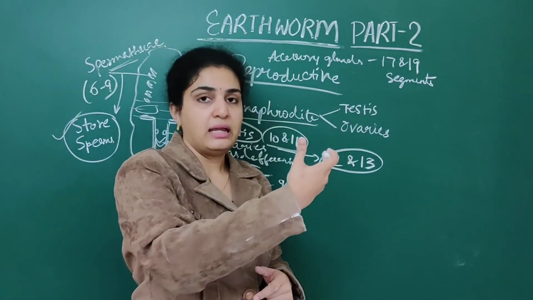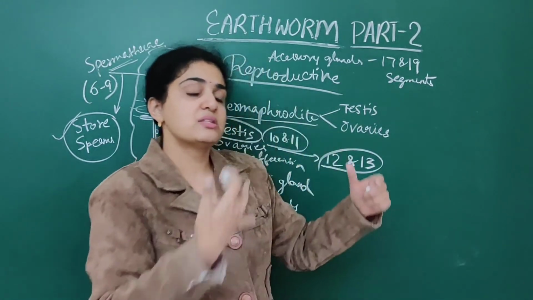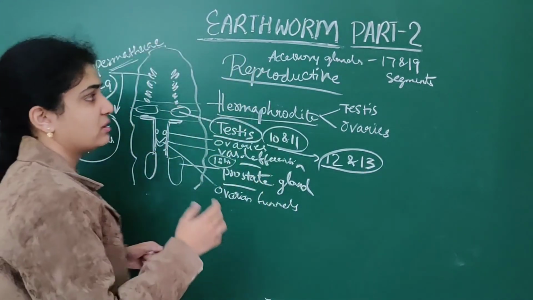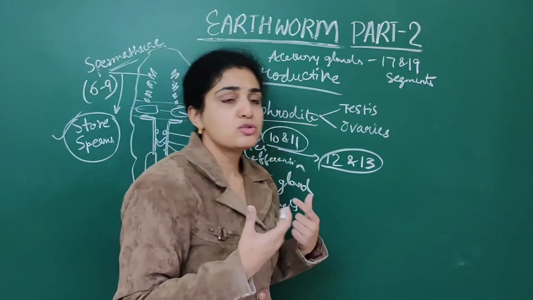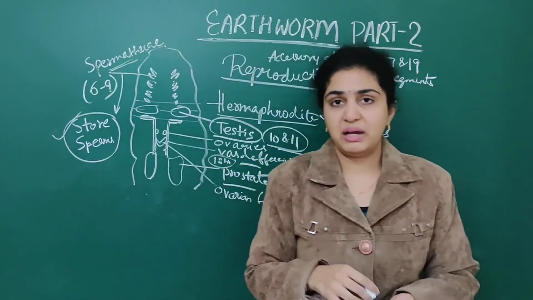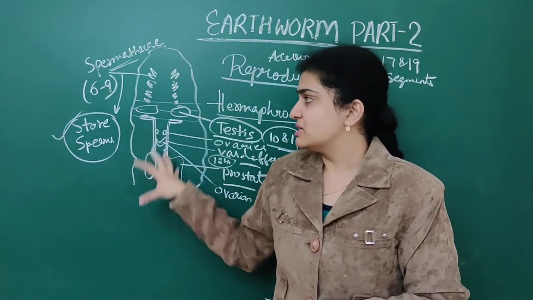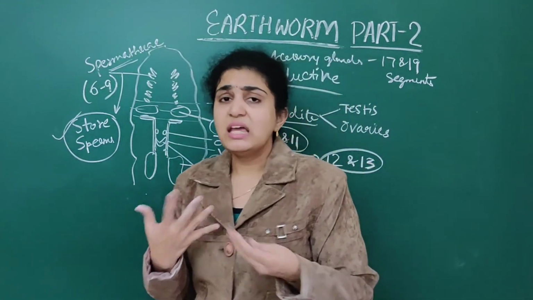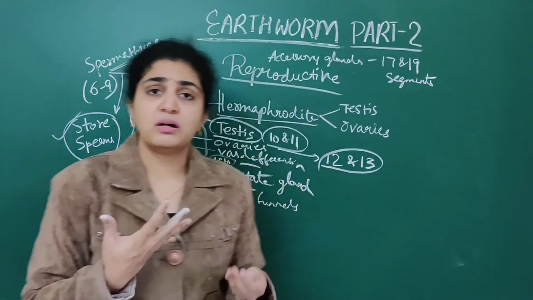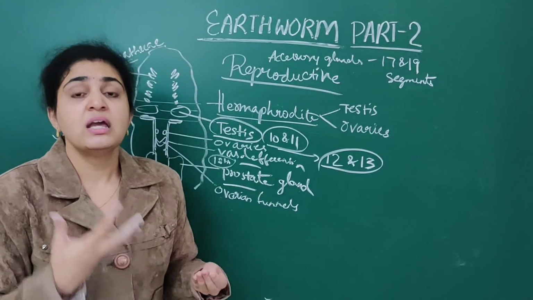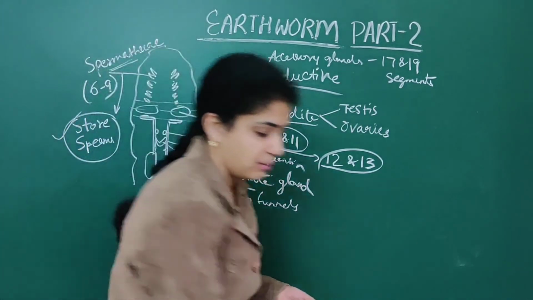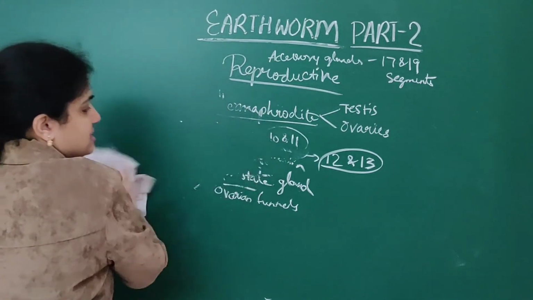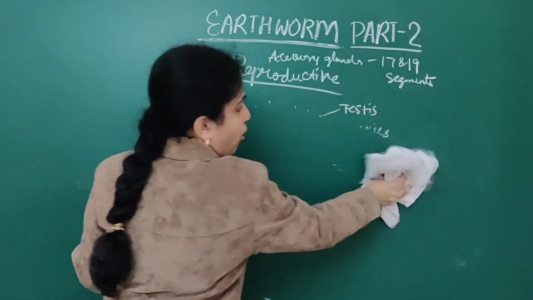Above the 18th segment, that is the 17th segment as well as the 19th segment, these will open. So this is about the reproductive system of earthworm. So how these will play a very important role. In the earthworm initially, there is exchange of sperm as well as ovaries in the 14th segment mainly. In the 14th segment, that is clitellum.